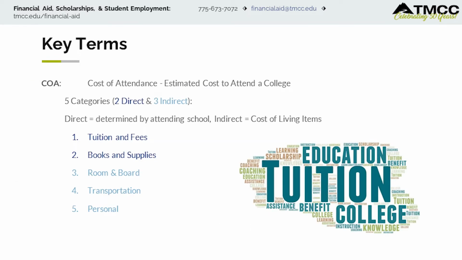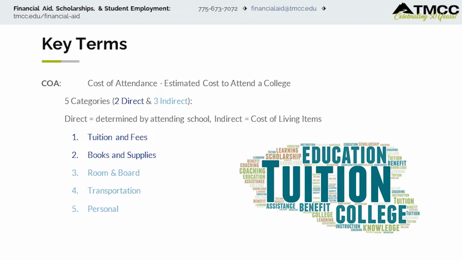The cost of attendance, or COA, has 5 standard parts that are chosen by the Department of Education: tuition and fees, books and supplies, room and board, transportation, and personal expenses. 2 of the parts are directly related to the school the student attends. Those are tuition and fees and books and supplies. These costs come from attending school.